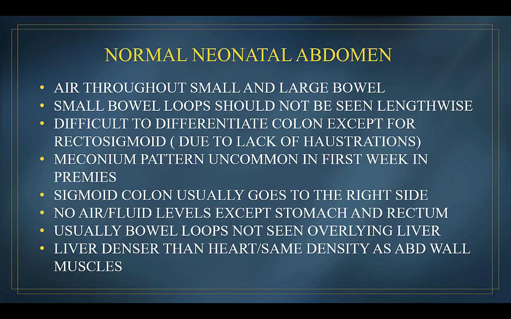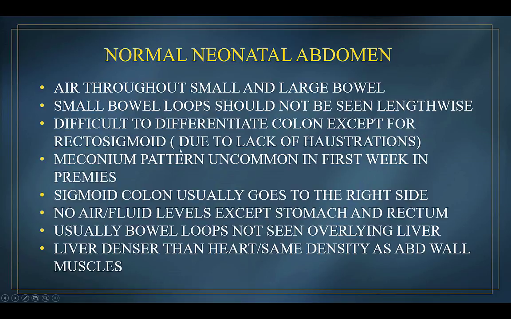Okay, now I'm going to spend some time talking about the normal neonatal abdomen, and these are the kind of things that you need to look for. Generally, normal neonates have air throughout small and large bowel. Small bowel loops should always be seen end-on, should not be seen lengthwise. And I've already said it can be difficult to differentiate an elongated loop that's colon versus an elongated loop that's small bowel. Because if you can prove it's colon, it's not important.